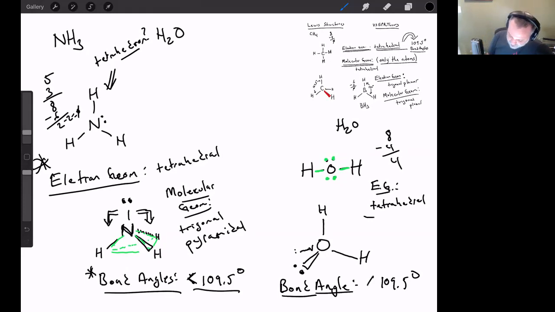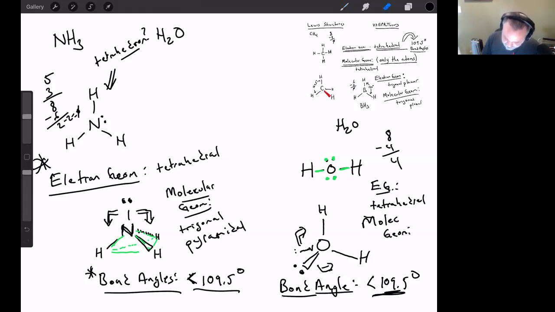Now again, it's going to be less than 109.5 degrees because the lone pairs are going to repel the actual bonds and push them away a little bit further than the ideal bond angle. But the number that we're looking for to make sure that you understand what electron geometry we're talking about is 109.5 degrees. All right, so what about the molecular geometry?